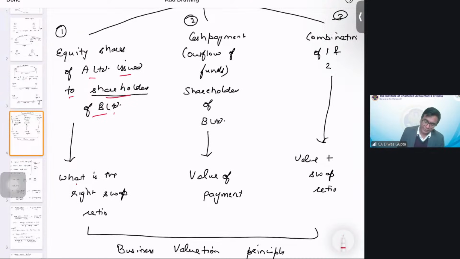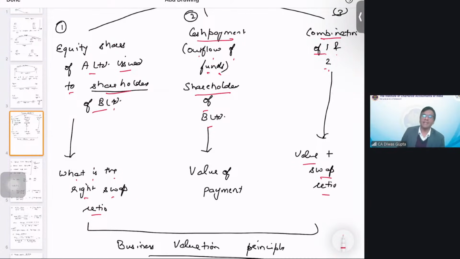And they will come up with what is the right swap ratio. So swap ratio means that for how many shares of B Limited, how many shares of A Limited will be issued. So that is their swap ratio. Then the second piece is the cash payment, wherein the outflow of the funds will also be checked, wherein the shareholders of B Limited will receive the actual cash payment in the form of the value of payment. Then the third one will be combination of 1 and 2, which is the value plus swap ratio put together.